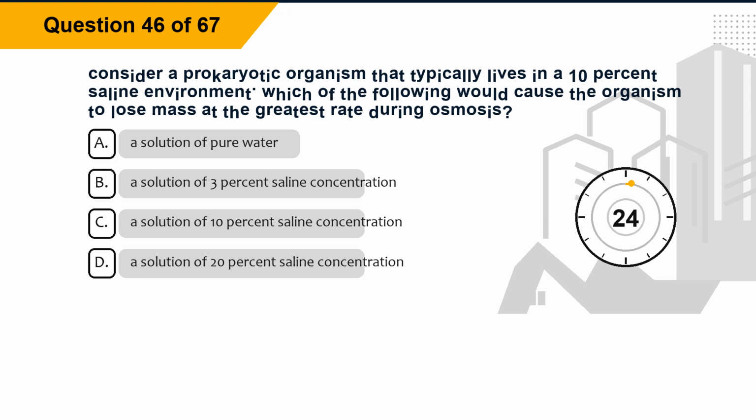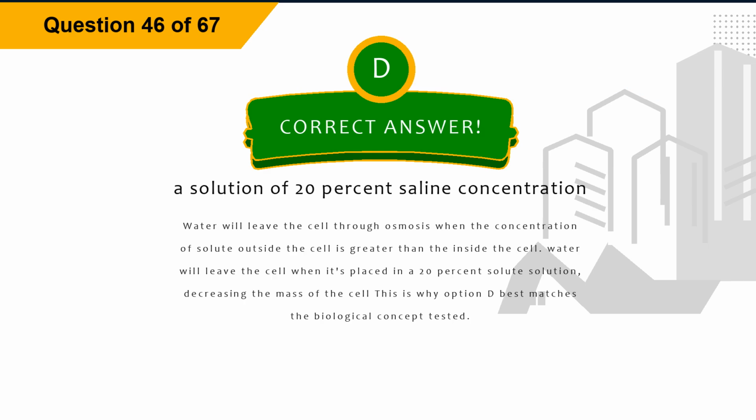Question 46. Consider a prokaryotic organism that typically lives in a 10% saline environment. Which of the following would cause the organism to lose mass at the greatest rate during osmosis? Option A, a solution of pure water. Option B, a solution of 3% saline concentration. Option C, a solution of 10% saline concentration. Option D, a solution of 20% saline concentration. The correct answer is option D, a solution of 20% saline concentration.